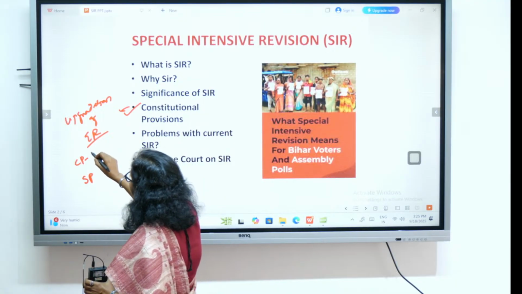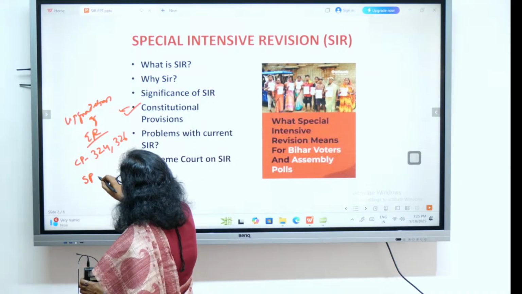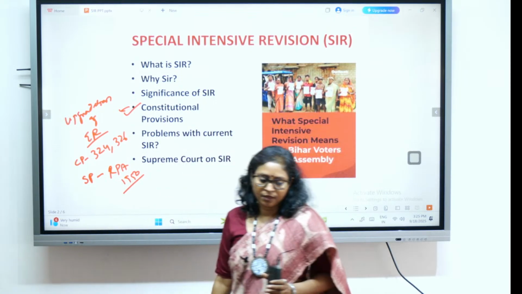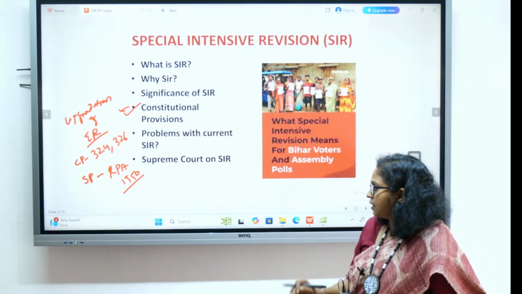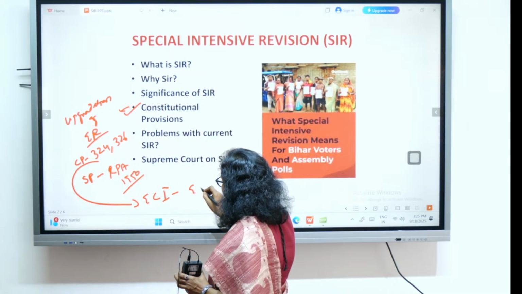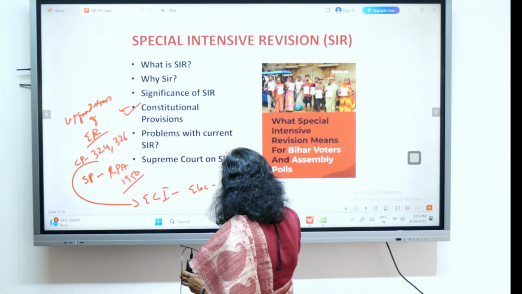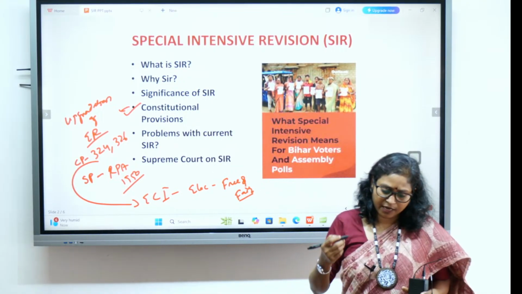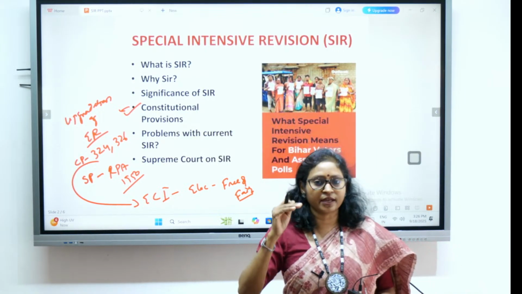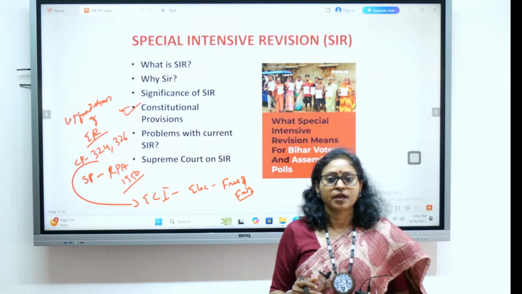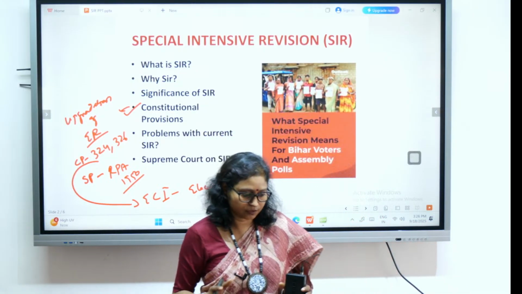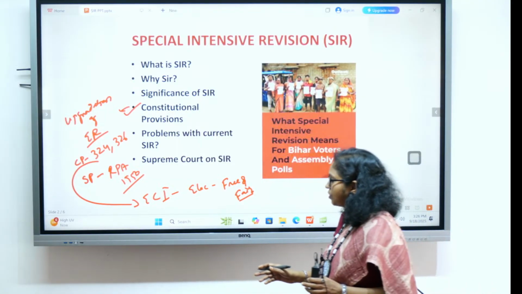So constitutional provision, Article 324 and 326, and statutory provisions, that is RPA, Representation of People Act 1950, right? So Article 324, I think all of you know, it's very simple. It is the duty of the Election Commission of India that the election should be conducted in a free and fair manner, and for that the Election Commission of India is duty bound under Article 324. The superintendence, direction and control of elections lies in the hands of the Election Commission of India, including the preparation or revision of electoral rolls, right? So that's related with constitutional provision, Article 324.